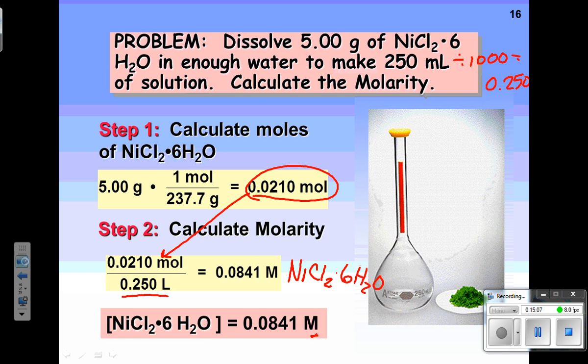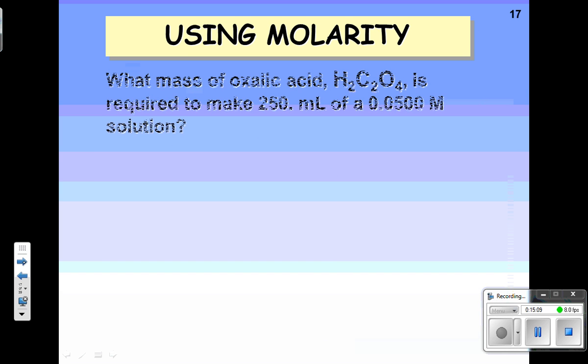Okay, going forward. Using molarity. What mass of oxalic acid, which is H2C2O4, is required to make 250 milliliters of 0.005 molar solution? Now this is what we usually do in lab when we're making stuff up. How much do I have to weigh out to make the solution that I need, right?